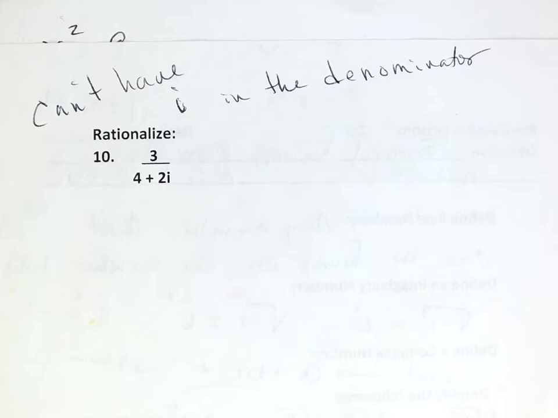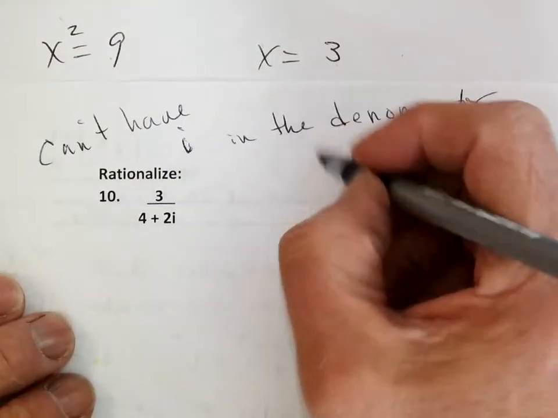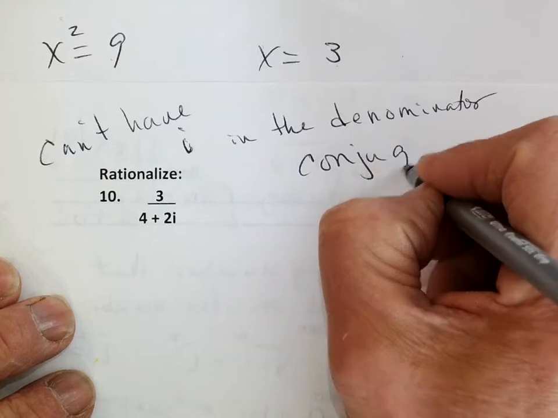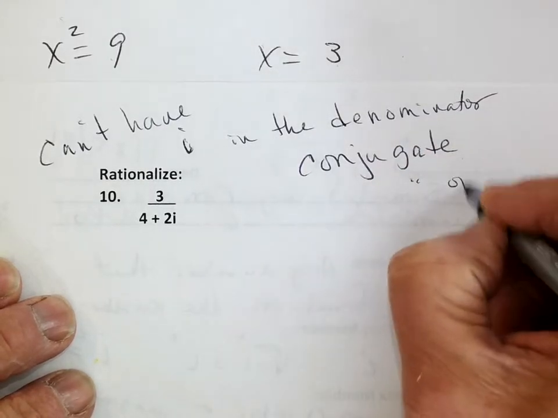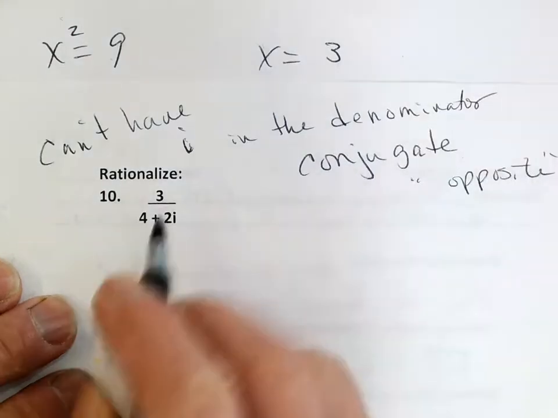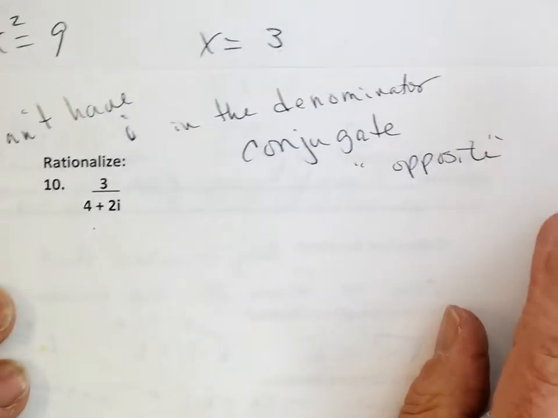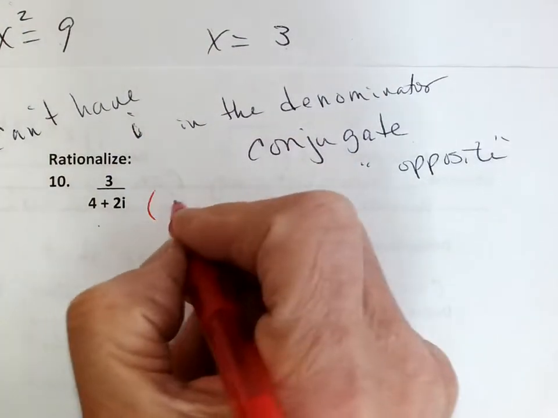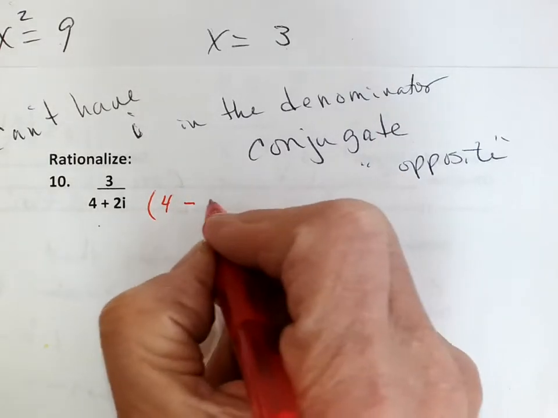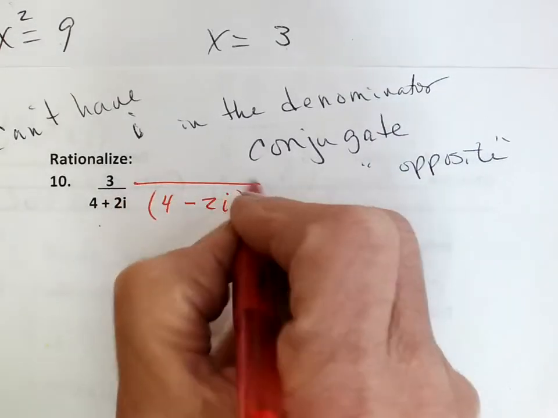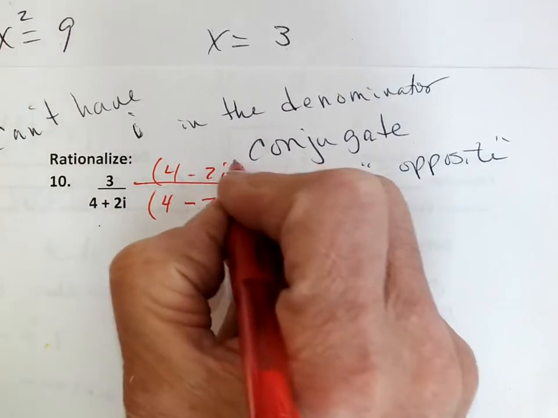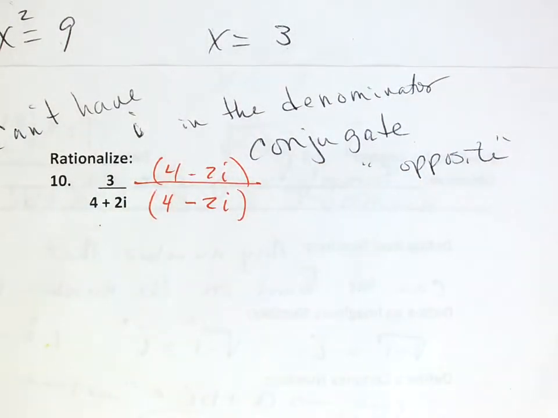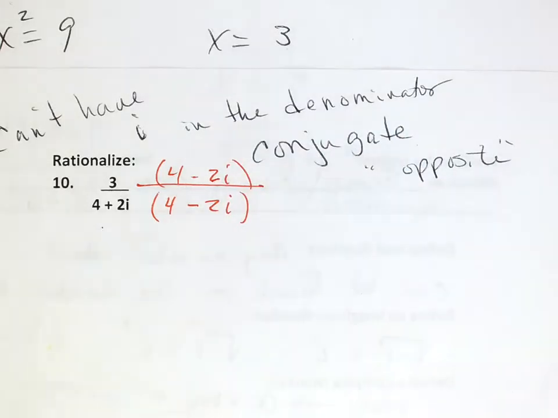So, the conjugate is the opposite. We only multiply by the conjugate if we ever have a plus or minus. Okay, so I'm going to multiply by 4 minus 2i. And I have to do top and bottom the same because it's called the rule of 1, because I'm multiplying by 1. Okay, it doesn't change the value. How's that going to help me? Well, let's check it out.